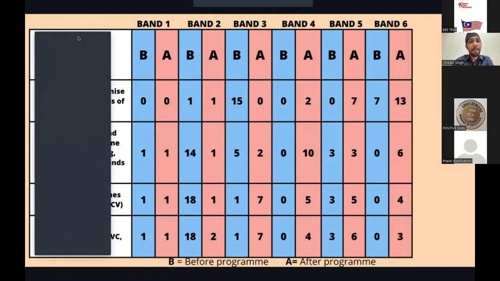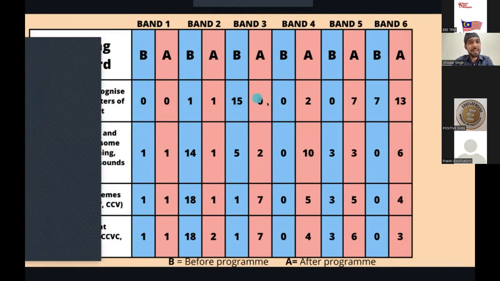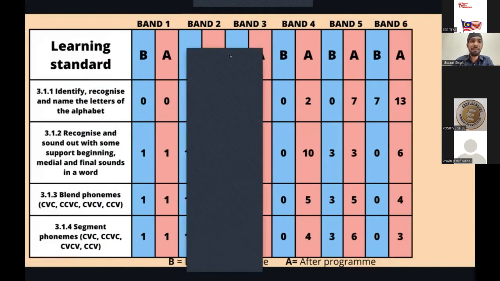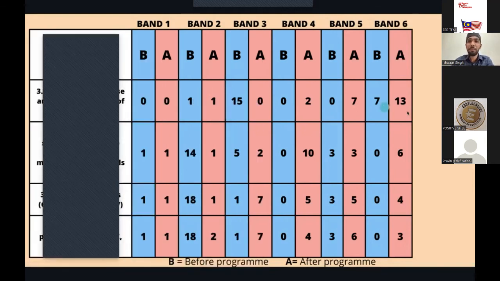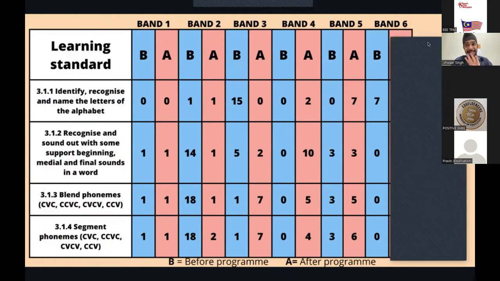What happened after the project is that we see a rise in the number of pupils who were able to identify, recognize, and name the letters of the alphabet. We have up to 13 of them in band 6, meaning that they can do it fluently without support from the teachers. The majority who were in band 3 have jumped to either band 4, band 5, or band 6. So there is an increase there. That is the easy part.